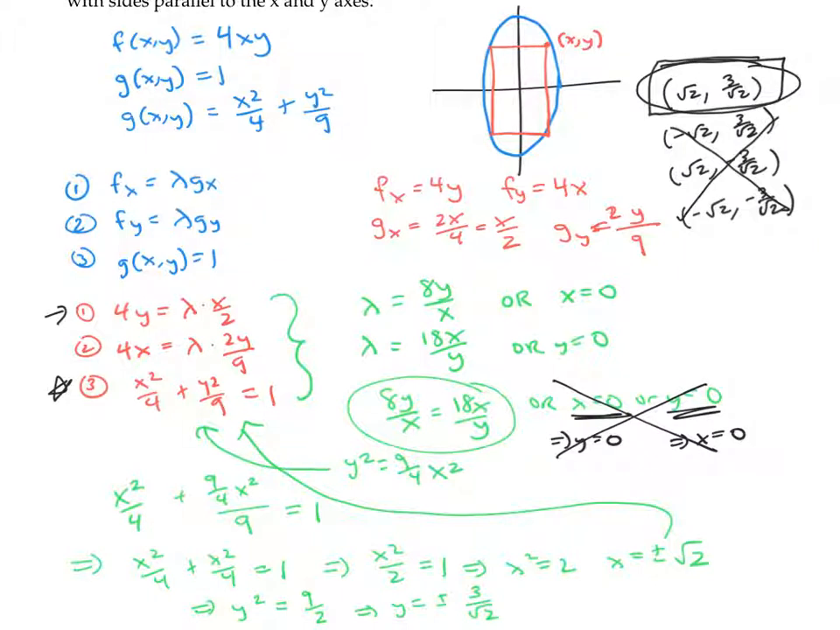To finish the problem, I'd like to find that area, and we can do that by plugging our candidate point into our function f that we're trying to maximize. So the area is going to be 4 times the square root of 2 times 3 over the square root of 2. That's an area of 12 units.